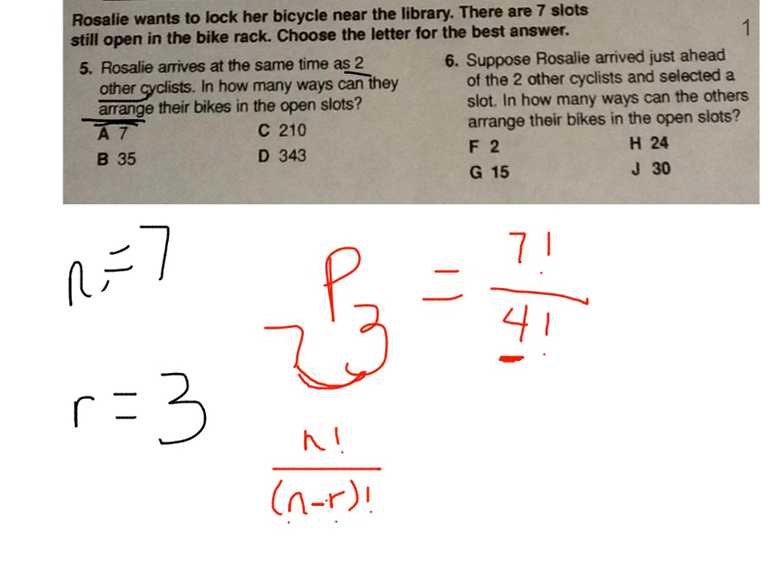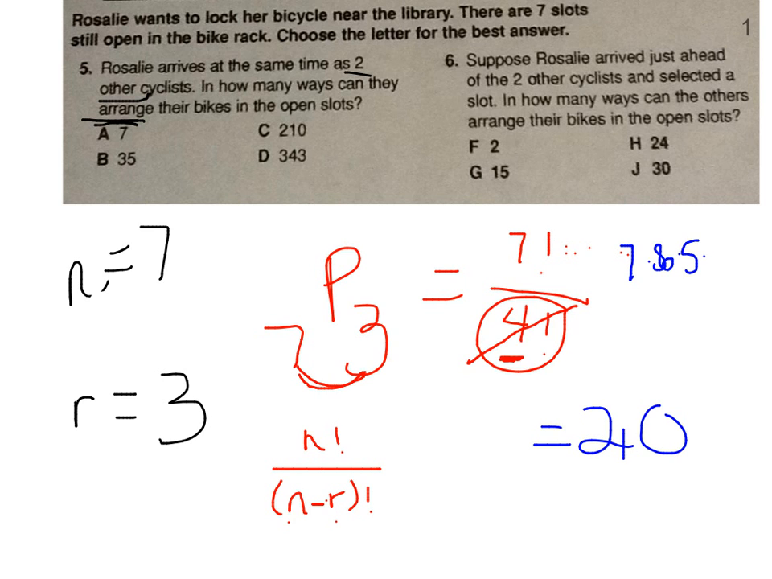All right, so then we have 7 factorial over 4 factorial. That 4 factorial is going to cancel out with everything from 4 and smaller on this 7 factorial. So we end up with 7 times 6 times 5, that's it. Pull out your handy dandy calculators, 7 times 6 times 5 is 210. All right, and that's our answer, so we would select C.